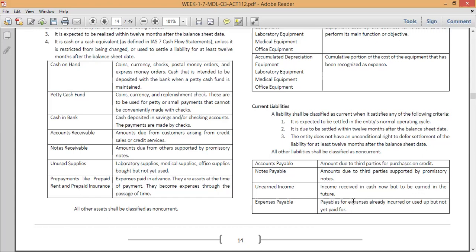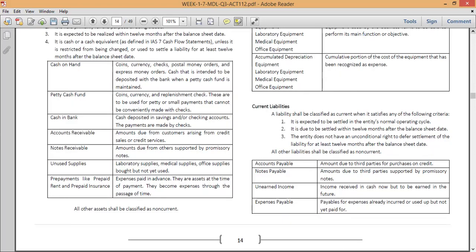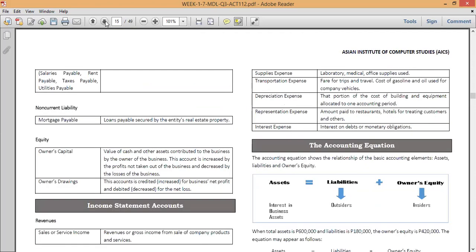'Di ba? The next, expenses payable. Yung different expenses po natin, expenses na incurred, yung biglang may babayaran ka pala within a year. So, yun po. Expenses payable, current liabilities. The next naman is the salaries payable, rent payable, taxes payable, utilities payable, and etc. Madami po yan, yung mga payables na yan. So, consider siya as current liabilities.